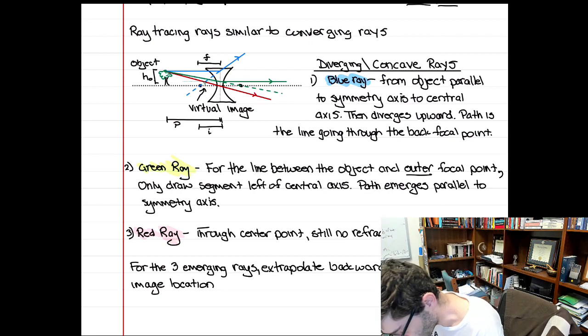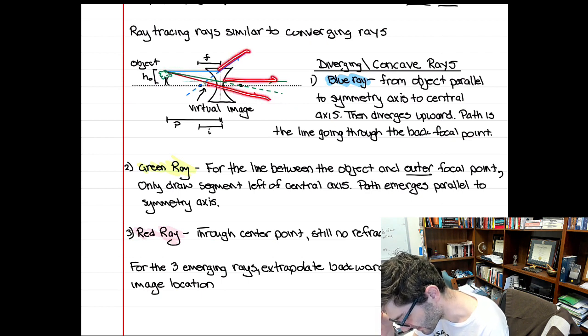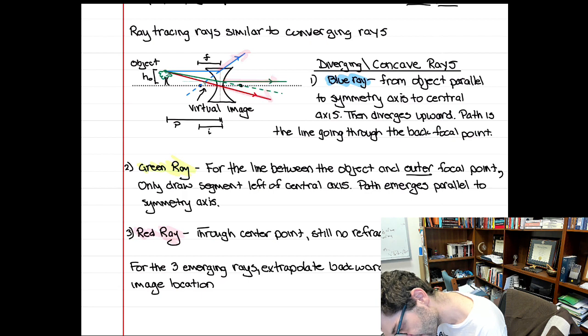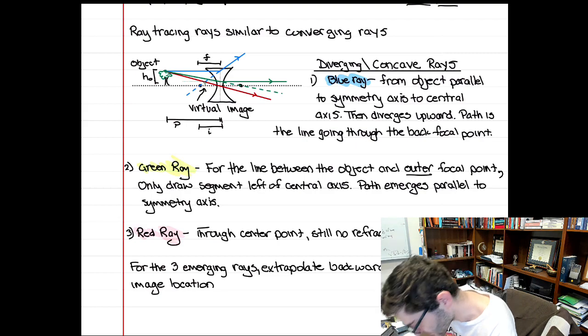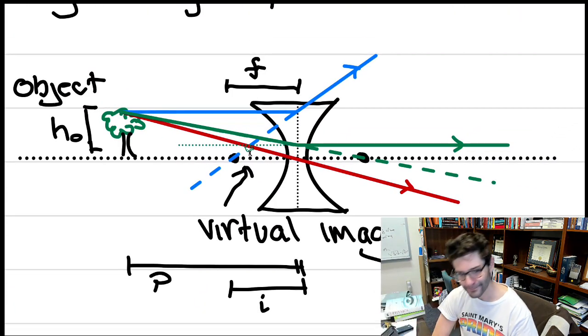And then you do the same sort of thing. So I have my object, this one comes in, diverges out, this one comes in, goes horizontal, this one comes in, nothing happens. These three don't converge on one another, so my brain fills in the blanks by projecting them backwards. And that's where the virtual image forms. It's really tiny right there.